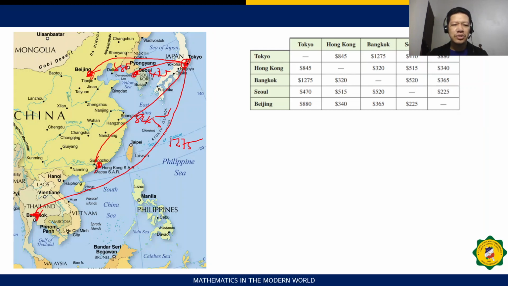Hong Kong to Tokyo is the same, we're done with it, 845. Then we have Hong Kong to Bangkok, there's a line here, and that's 320. You need to finish all of those, and that's the graph. Then check whether there will be a Hamiltonian circuit. You use the greedy algorithm.